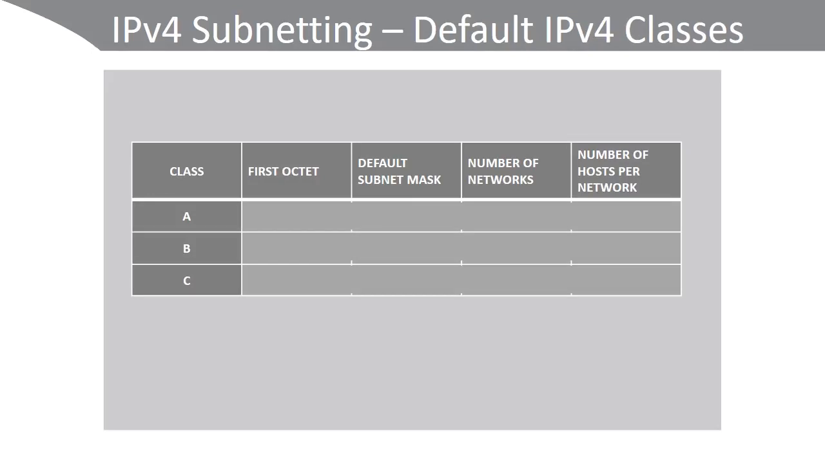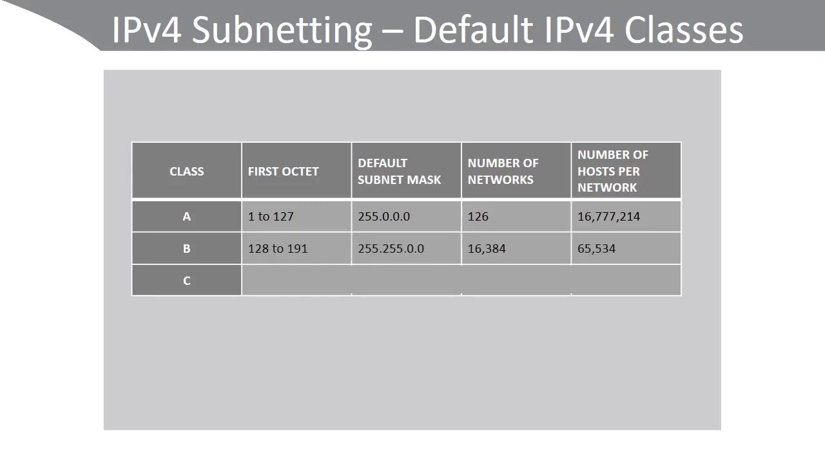When you're using IPv4 subnetting, there are a number of default IP classes. You can define a Class A address by using the IP address 1 to 127 in the first octet. The default mask for Class A addresses is 255.0.0.0. This gives you 126 different networks, each of which can contain up to 16,777,214 hosts. So a small number of fairly large networks.